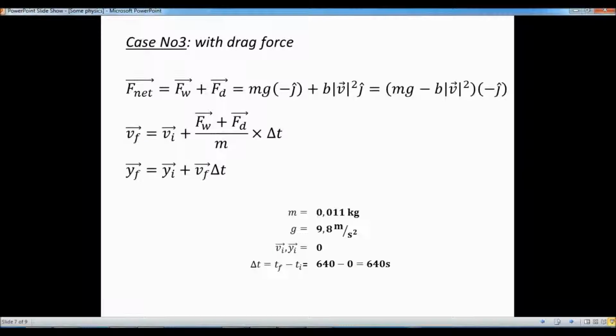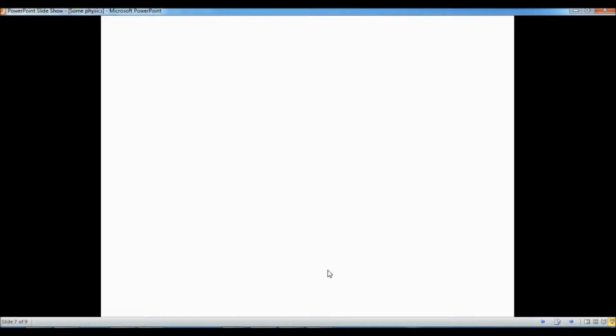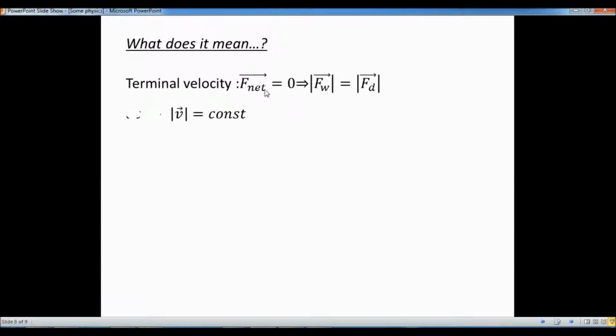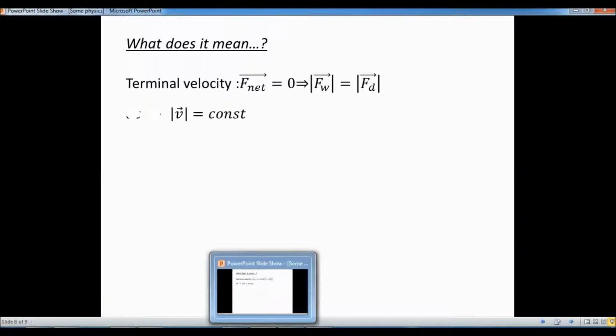Okay, so to continue. First of all, what does terminal velocity mean? Terminal velocity is the velocity of a falling object when F net is equal to 0. In my case, when the magnitudes of Fw and Fd are equal to each other. In that case, the magnitude of the velocity has a constant value. Let's go to our model.